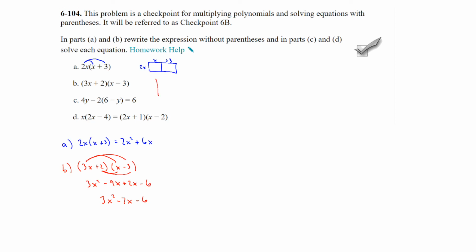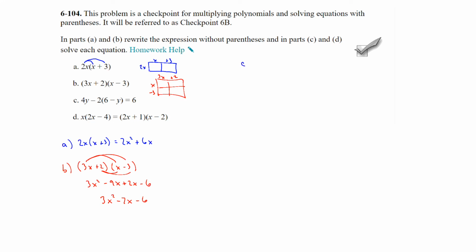If you choose to do the generic rectangle again, that is perfectly fine. You'll set it up. You have a 3x plus 2 and an x minus 3. And then you can multiply. And as I said before, you get exactly the same thing. It just gives you a little bit more of a visual as to where these numbers are actually coming from.